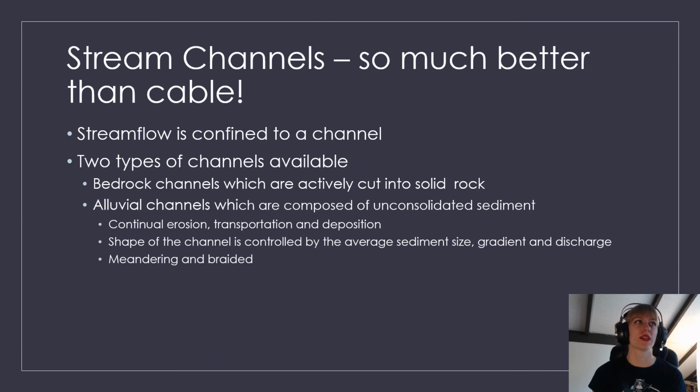Alluvial channels are composed again of loosely consolidated sediment. These are continuously being eroded, transported, and then redeposited. The shape of the channel is controlled by the average sediment size, the gradient, and the discharge. So two common types of these types of channel are meandering streams and braided streams.